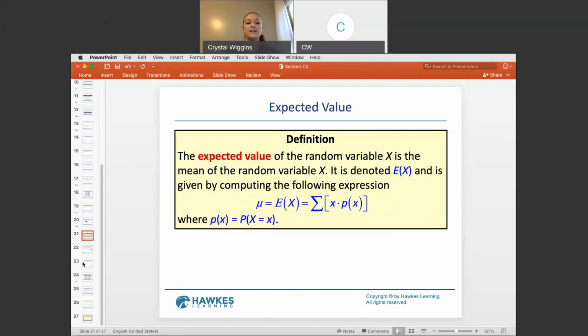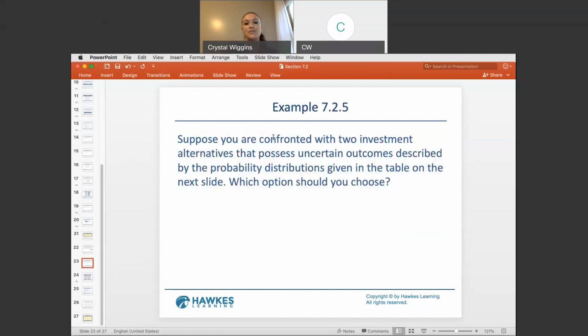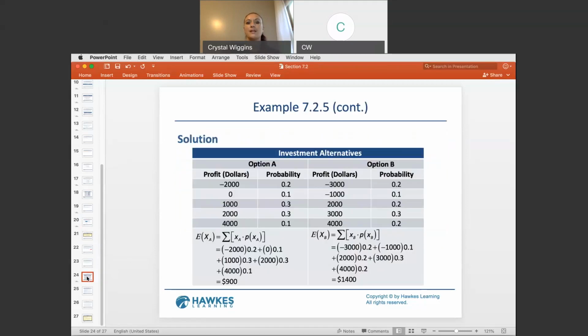And let's take a look at an example. So actually, I'm going to cover this example first. Suppose you are confronted with two investment alternatives that possess uncertain outcomes described by the probability distributions given in the table on the next slide. Which option should you choose? So this is very real life here. Let's say that you had two options to choose from to invest in.